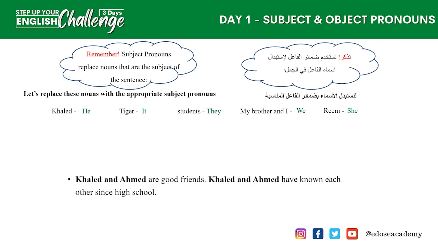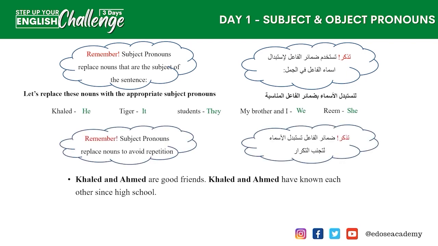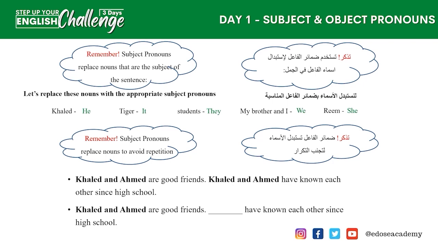Let's take a look at this example. Khalid and Ahmed are good friends. Khalid and Ahmed have known each other since high school. Now remember, subject pronouns replace nouns to avoid repetition. Here we have Khalid and Ahmed, and then again we have Khalid and Ahmed. Now to replace this second one with a pronoun, we will say: Khalid and Ahmed are good friends. They have known each other since high school.